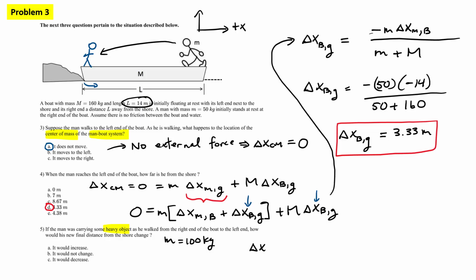What would be my displacement here of the boat relative to the ground? Again, you would simply substitute these numbers here, divided by 100 plus 160, and what you would find in this case is 5.38 meters. You notice that this here is bigger than the 3.33. So it would increase his distance from the shore. The boat would shift more in that case. Again, the position of the center of mass does not change, and the way that you have to adjust for that is by moving the boat further away from the shore.